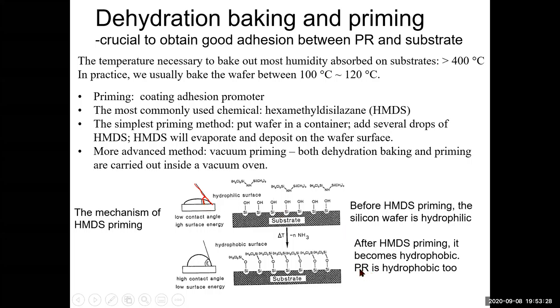And the photoresist is hydrophobic too. And a hydrophobic material can bond to a hydrophobic surface with good adhesion. So that's the mechanism of HMDS priming. It converts a hydrophilic surface to hydrophobic. Then PR can have a good, strong bonding to the substrate. Okay, questions?